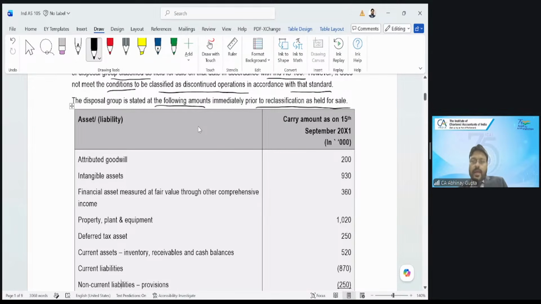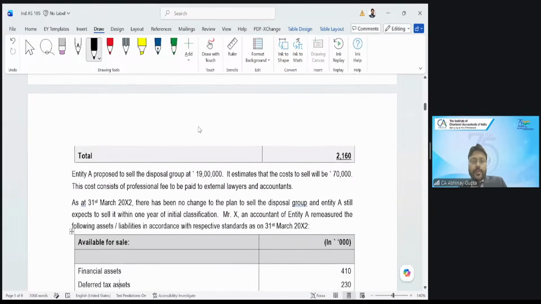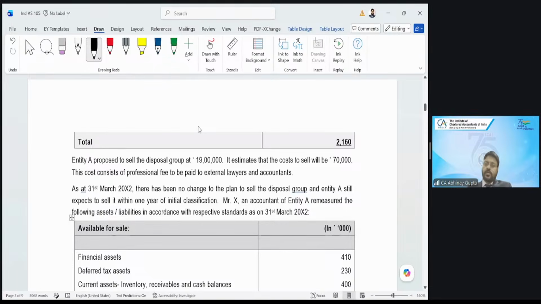So the carrying amounts as on 15th of September 2001 are also given in the question. All the amounts are again in thousands, right? So all these item values are the carrying amounts on the date of this decision to sell. Entity A proposed to sell the disposal group at 1,900,000. It estimates the cost to sell is 70,000. The cost consists of the professional fees to be paid to the external lawyers and the accountants.